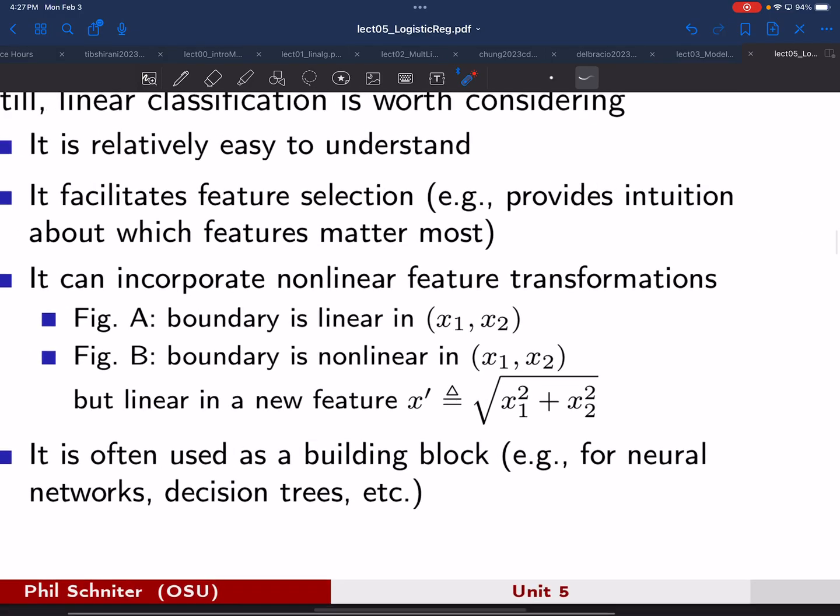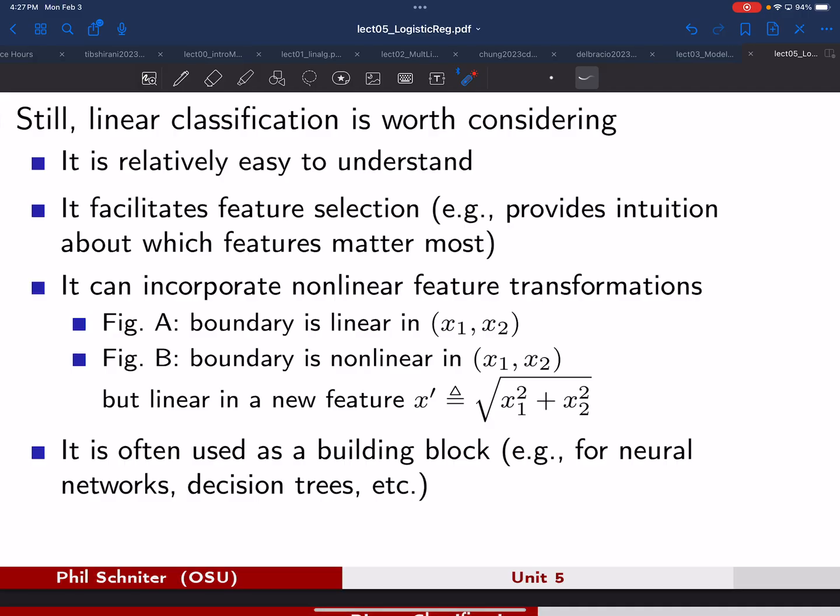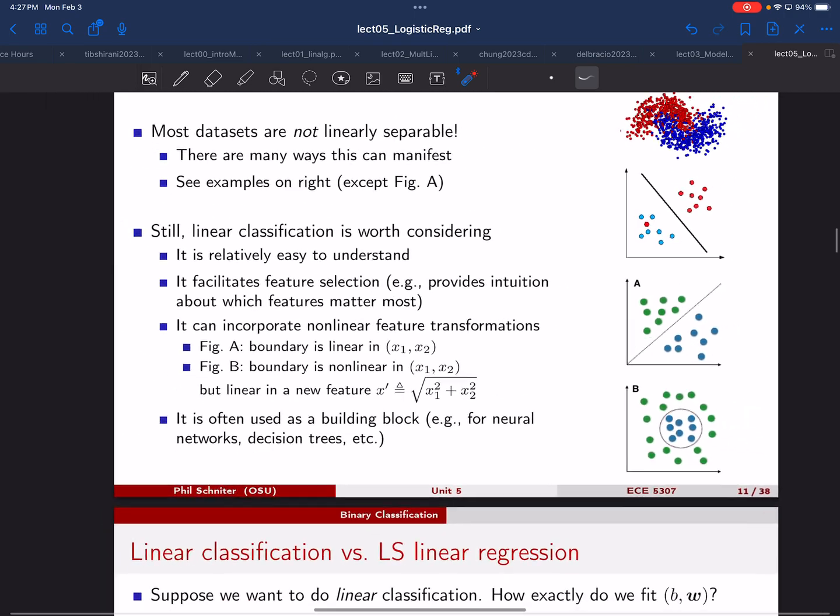Also, we saw in regression that it's possible to perform nonlinear operations on your features and then still be able to do the design linearly with the coefficients. So we saw that with, let's say, polynomial regression. You can do that here as well. And there's other things you could do.